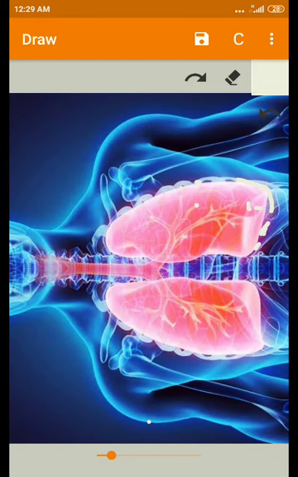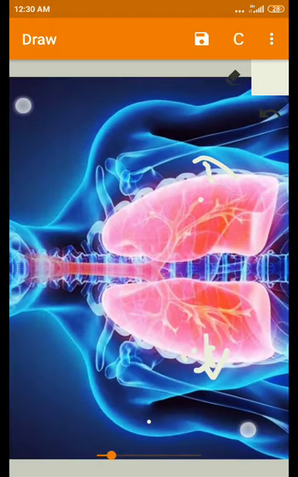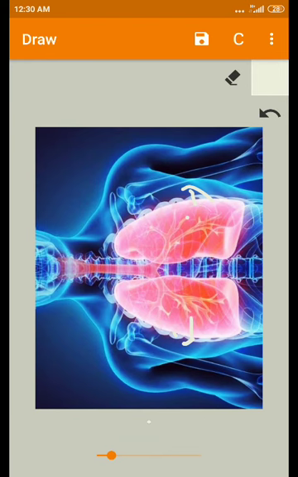This hyperinflation causes changes in the biomechanics of the thorax. So what happens? Here you can see this is the diaphragm. We can see the dome of the diaphragm here, isn't it? So the diaphragm we can see here.